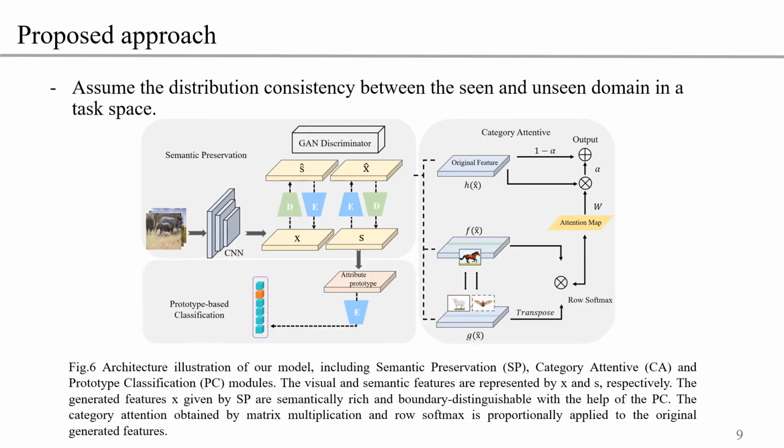Specifically, the semantic preservation network generates visual features from semantics via an autoencoder and reconstructs the visual and semantic features to preserve the bidirectional consistency. The category attentive network calculates the class attention between each class to refine the generated features. The prototype-based classification network performs classification at the semantic level.